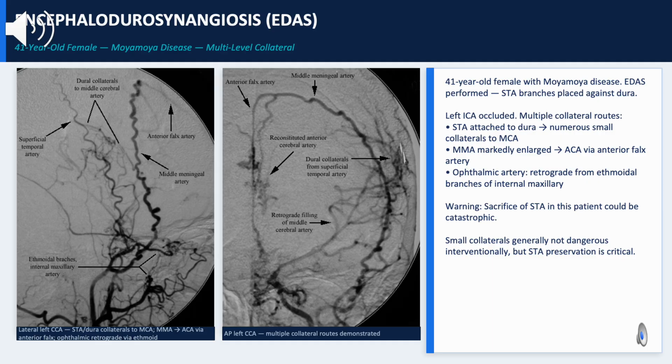In addition to the surgical collaterals, the markedly enlarged MMA provides ACA supply via the anterior falx artery, demonstrating that when the ICA is occluded, every available meningeal and extracranial vessel will enlarge to meet cortical demand.